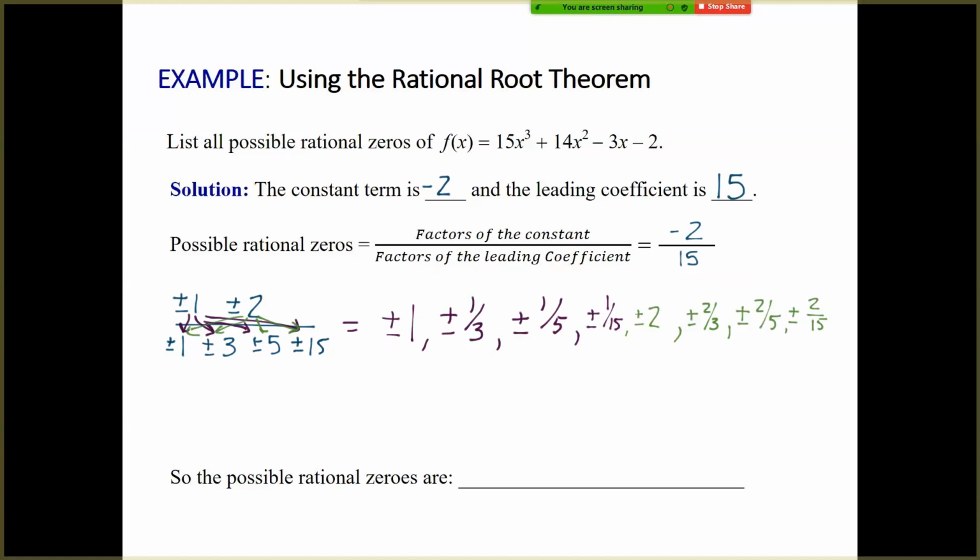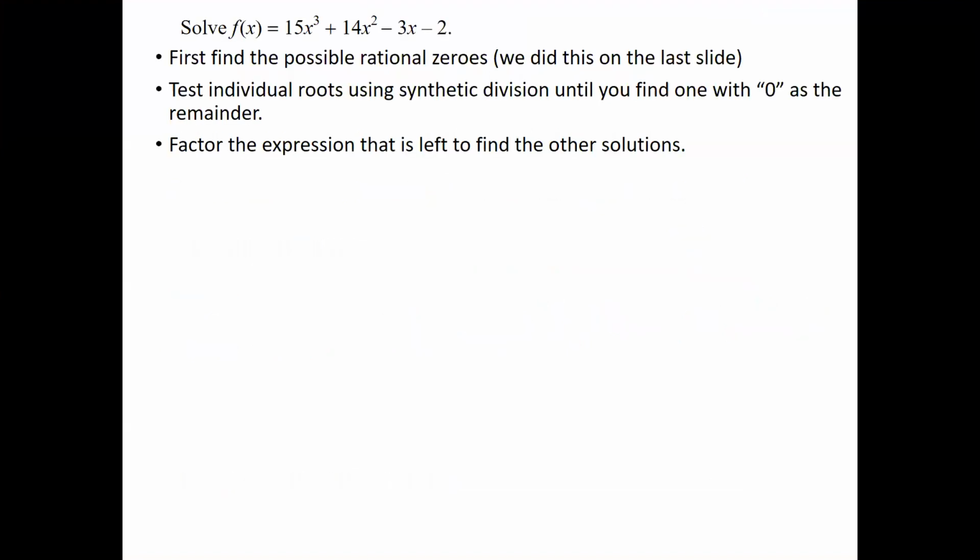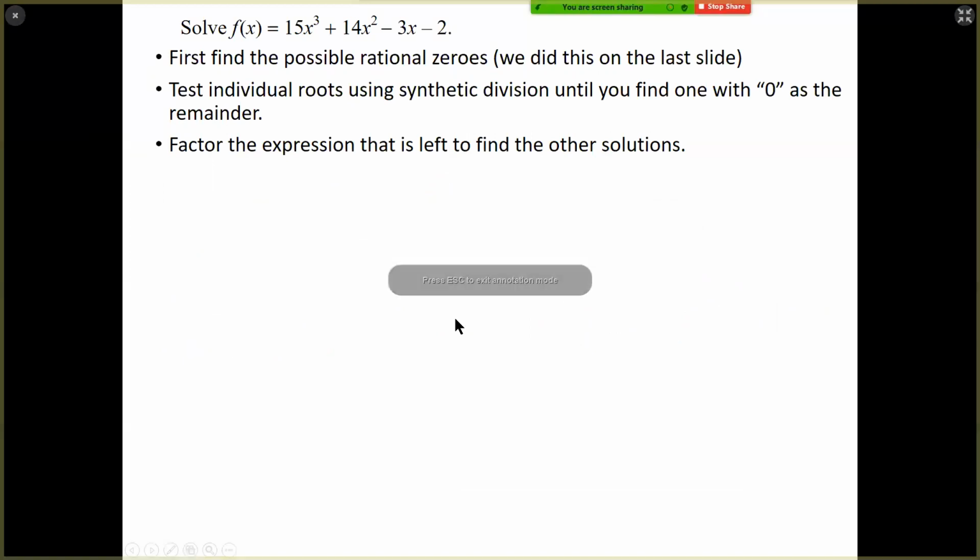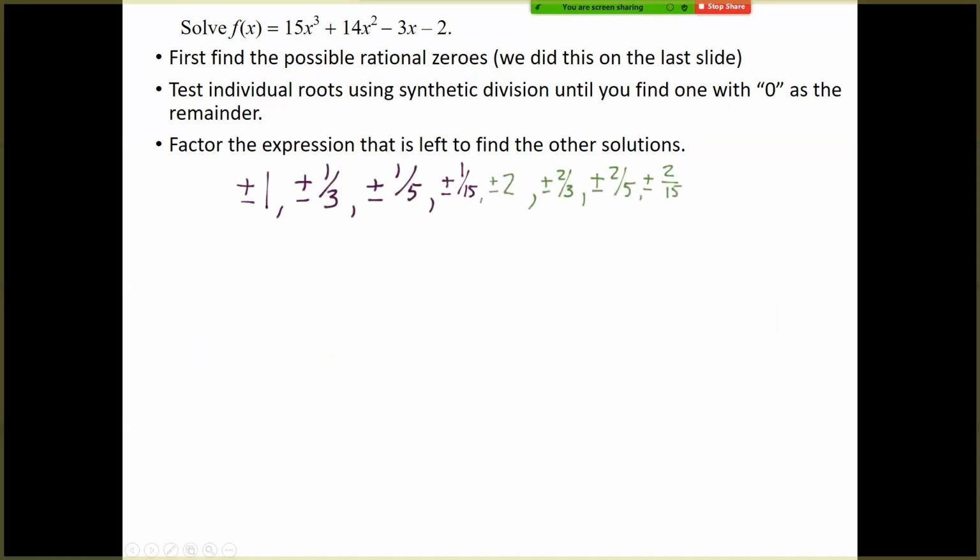So let me copy that. I'm going to slide to the next slide. Alright, so here's all of my possible factors that I just copied from the last slide. We're working with the same problem. This hasn't changed. So we found the possible rational zeros. Now we're going to test them using synthetic division. Again, we're not going to use synthetic division with 2/15 unless we absolutely have to. I'm going to pick the easiest ones first.